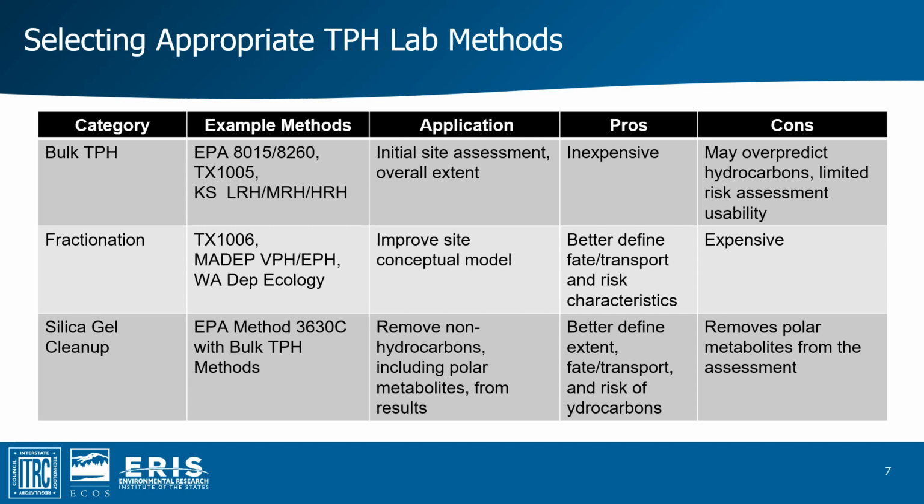If you are only interested in hydrocarbons and not total extractable organics or metabolites, EPA method 3630C, followed by a bulk TPH method, should be used. If you are still unsure of what TPH method to use, I encourage you to talk to the chemists at the lab and your risk assessor.